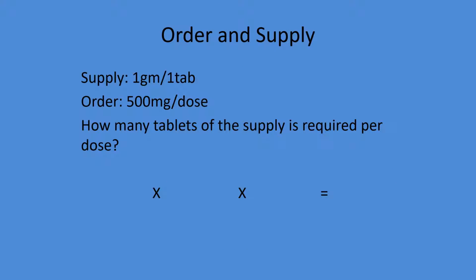A lot of times your order and supply will not be in the same units. So for example, the order's in milligrams, the supply is in grams. So it is going to be a lot easier to just convert it. So I like whole numbers. So if I change this to milligrams, it would be 1,000 milligrams, right? So now we can use our shortcut.